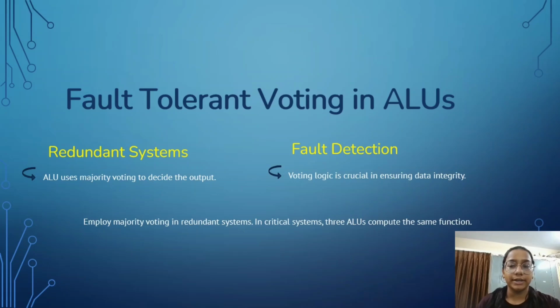Fault tolerance and voting in ALUs. First is redundant system and second is fault detection. In a redundant system, the ALU uses majority voting to decide the output.